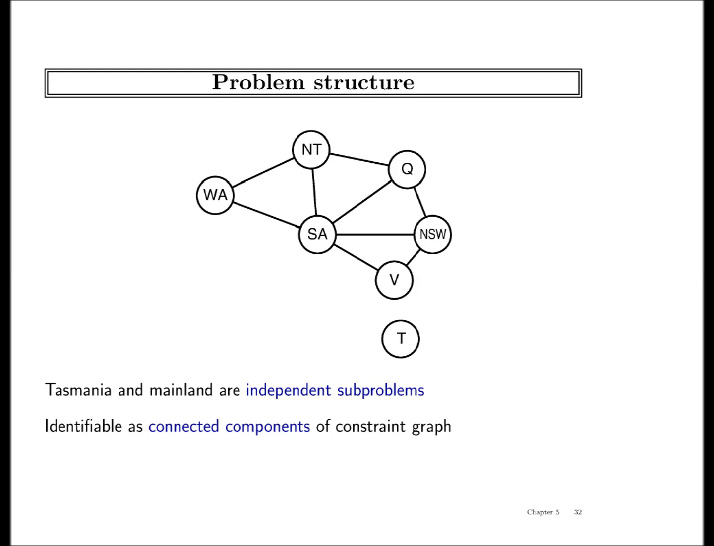Tasmania is an independent subproblem. Connected components of the system. So a first insight that you can do is to look for your connected components in the constraint graph. So this is my constraint graph, and this is my constraint graph. Then what should we do? We should do two independent searches.